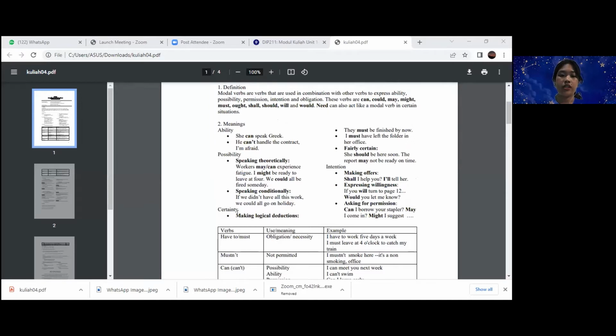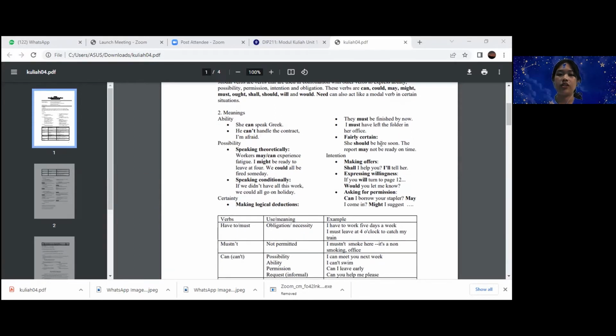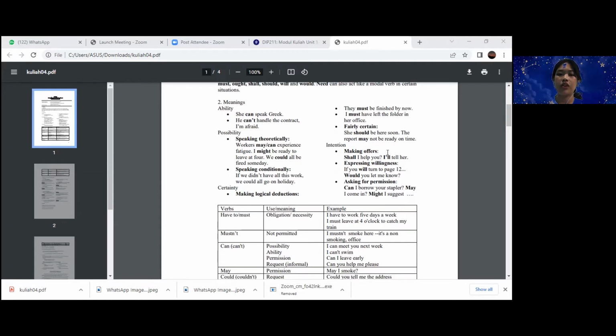Third, certainty. Making logical deduction. They must be finished by now. I must have left the folder in her office. Fairly certain she should be here soon. The report may not be ready on time.